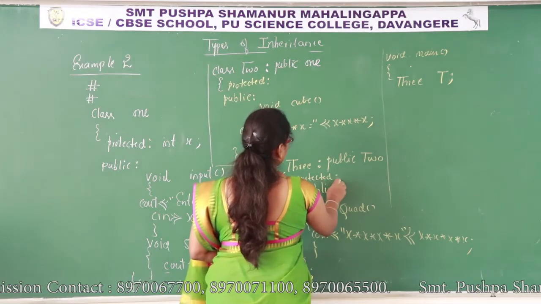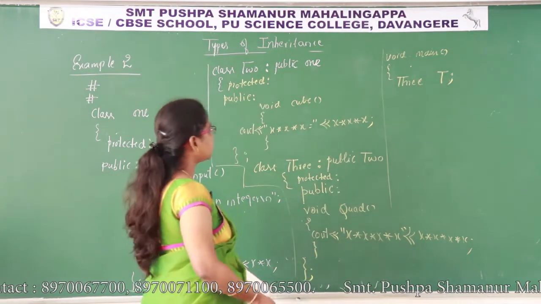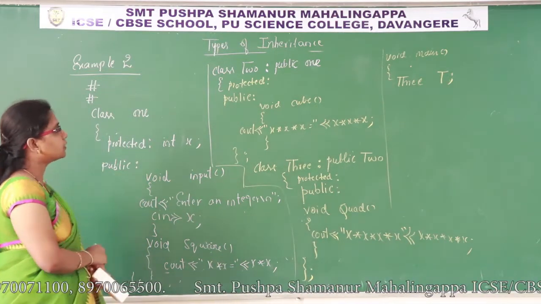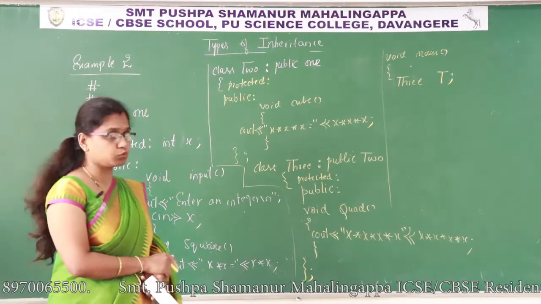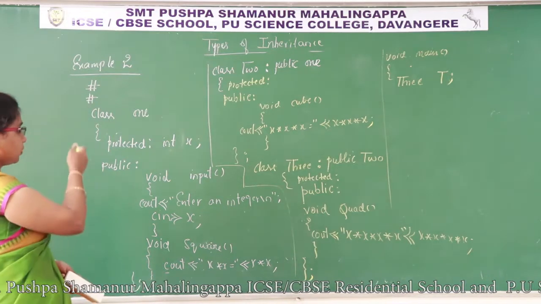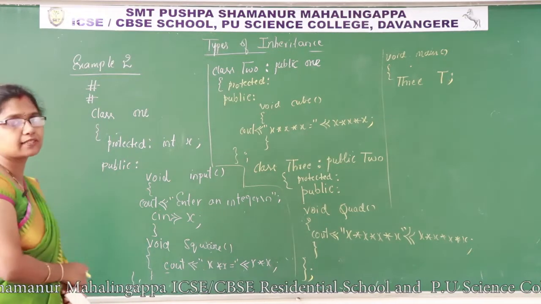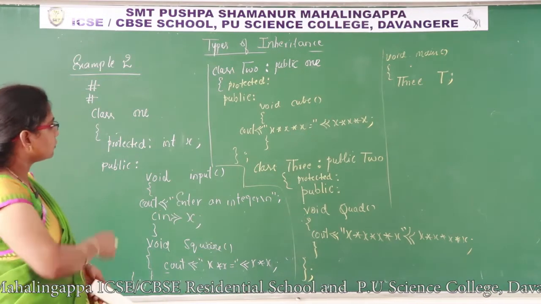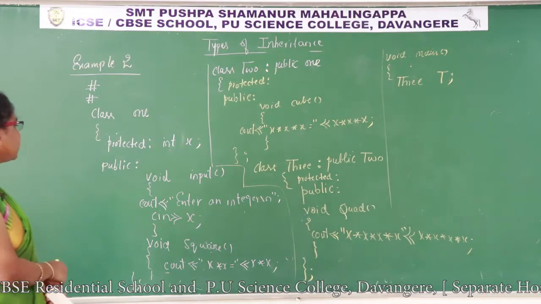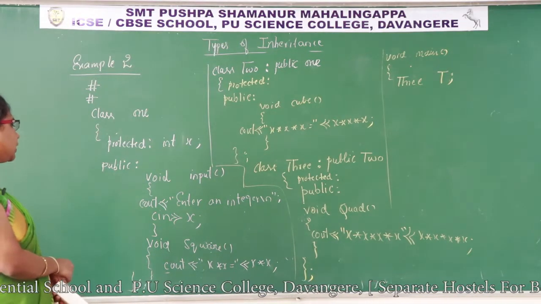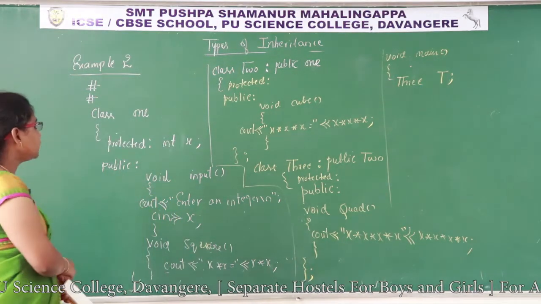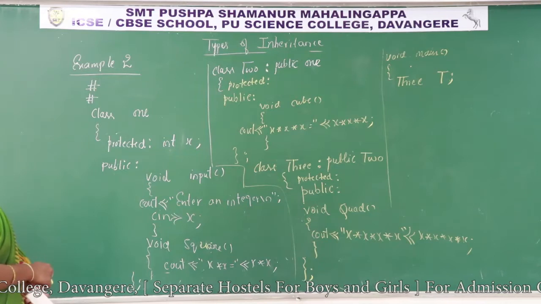To this class, I did not take any data member. The base class member is inherited to the protected section of the derived class. Now what is there in the protected section of class 2? Int x. Int x is there in the base class 1 and also in the derived class 2. And the same protected member is inherited to class 3. And what are the member functions? Input and square. These two functions are inherited to the public section of the derived class.